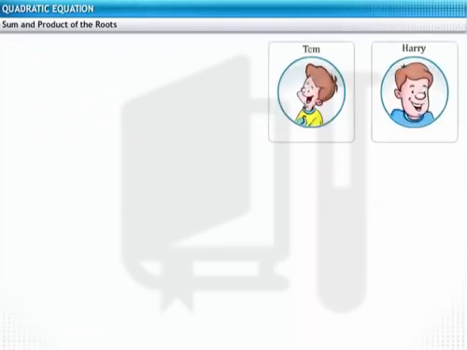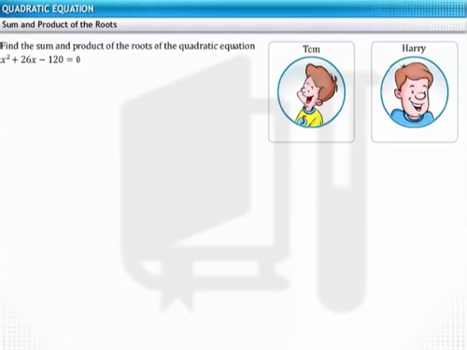Let's again refer to the problem about Tom and Harry's present ages and use it to find the sum and products of the roots. X squared plus 26x minus 120 equals 0. On comparing the given equation to the general form of quadratic equation, you get a is equal to 1, b is equal to 26, and c is equal to minus 120.